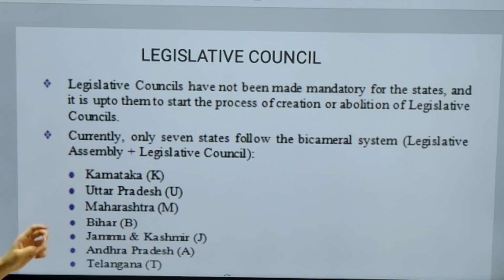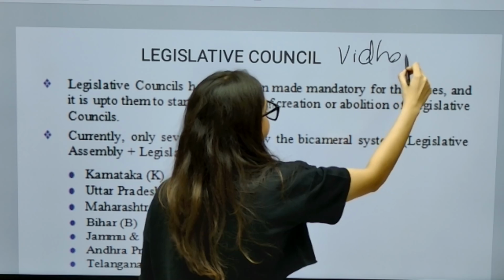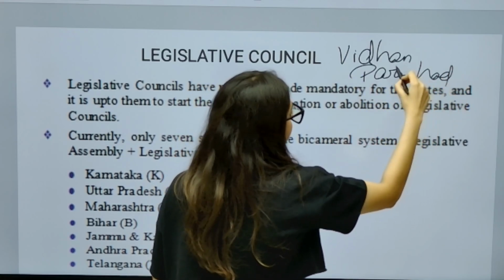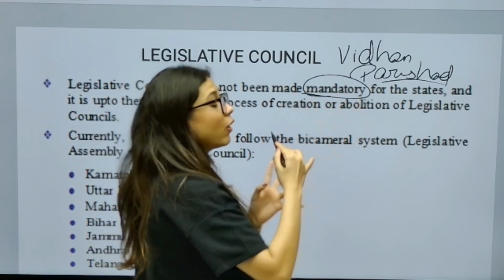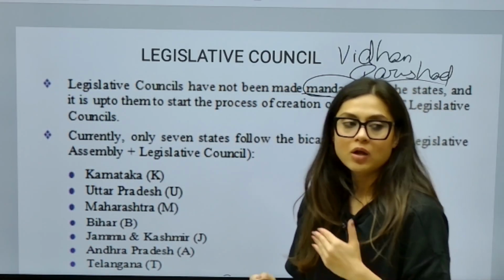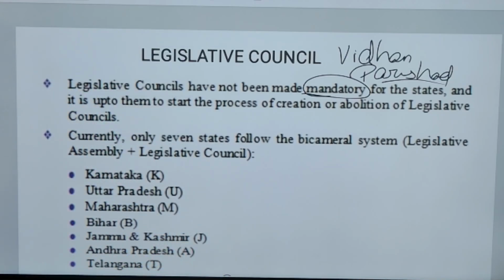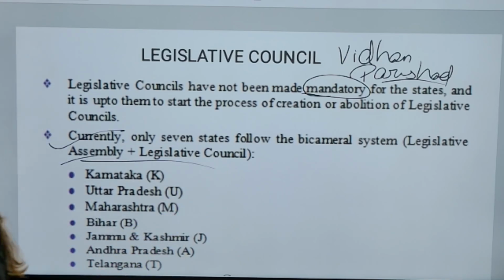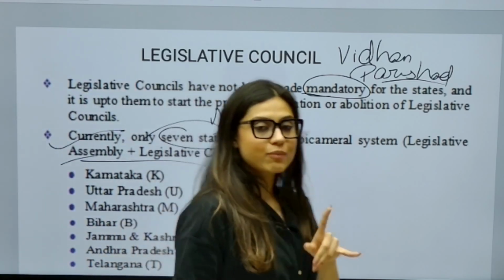Then comes the Legislative Council, which is also known as Vidhan Parishad, the second house. The Legislative Council is not mandatory for all the states. It is totally at the discretion of the state. It depends on the choice of the state, whether they want to have one house or two houses. But there are some states which follow this. There are currently 7 states which have bicameral legislature. Other than that, every state has a unicameral legislature.